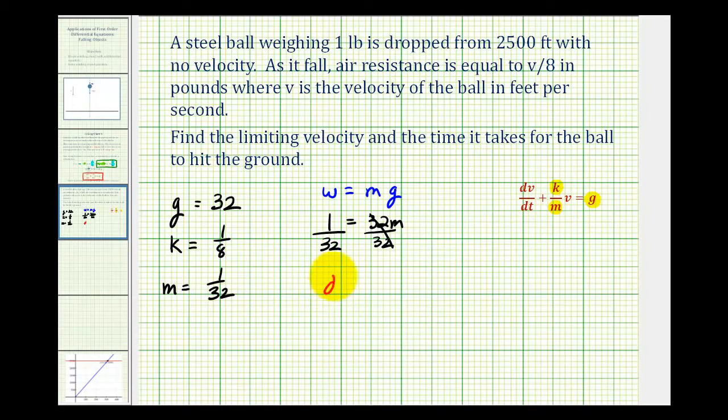We have dv/dt plus 1/8 over 1/32 times v must equal positive 32. Well, 1/8 divided by 1/32 is going to be 4, so we have dv/dt plus 4v equals 32. Again, this is a linear first-order differential equation, so we're going to solve this using an integrating factor. Let's go ahead and do that on the next slide.